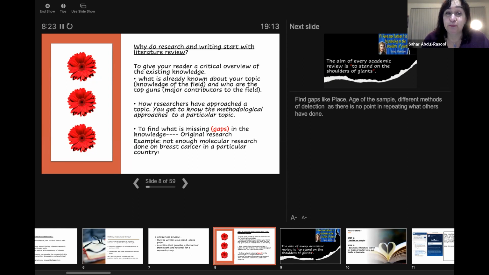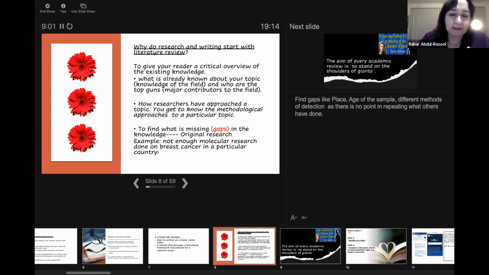You will also get to know how researchers approached a certain topic and the methodologies that have been used. So you cannot do research on the detection of coronaviruses in patients if you don't know that PCR is now the most common method, and that there is an antibody antigen method for detection. So you need to know the methods used in a particular research. And what is very important is also to find the missing gaps, because most doctorate degrees, the PhDs, usually address the missing gaps in the knowledge.